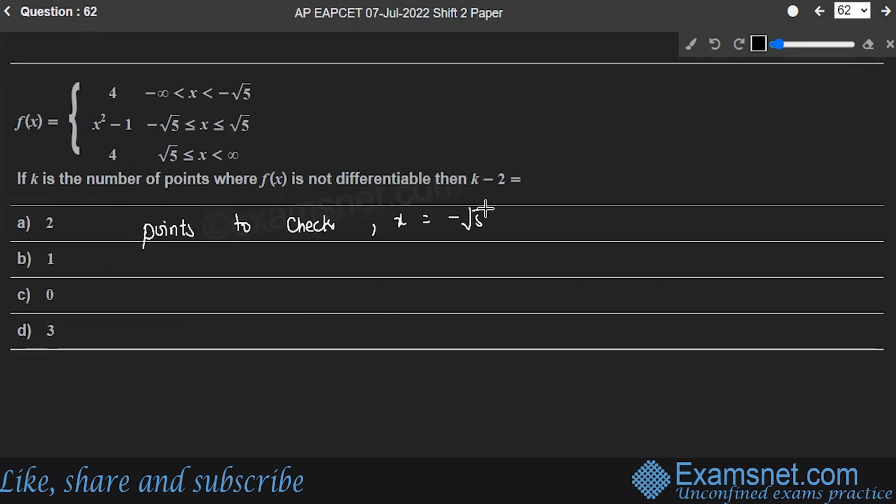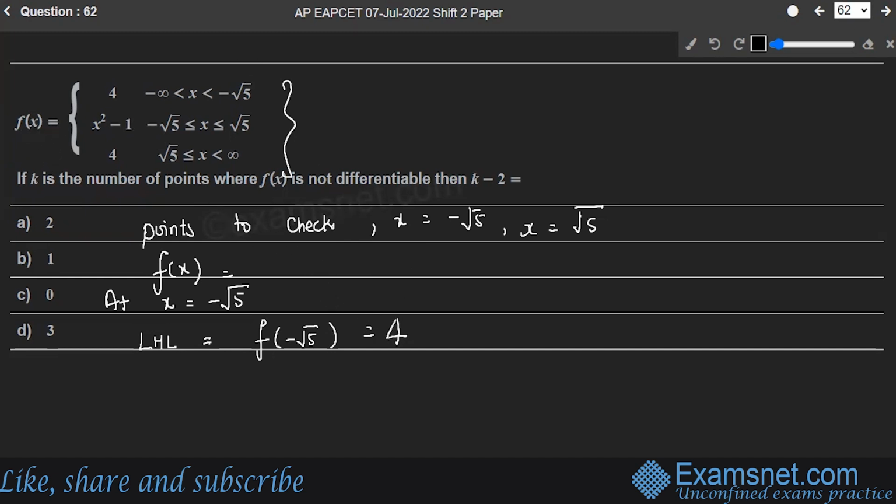x is equal to minus root 5 and x is equal to root 5. Now, f(x) is given, I don't need to rewrite it. At x equal to minus root 5, the left-hand limit will be equal to f of minus root 5. This is the left-hand limit, which is nothing but equal to 4.